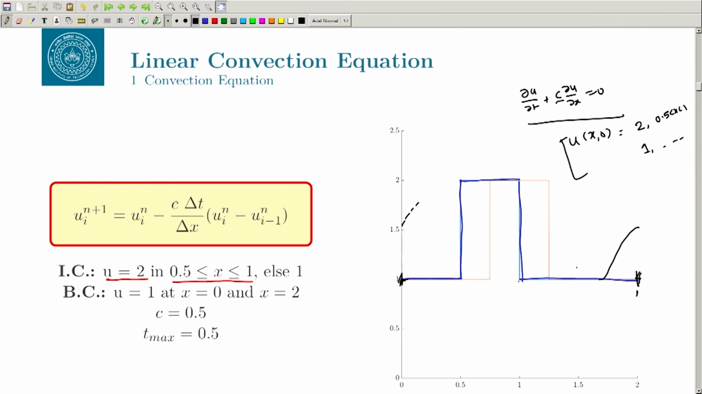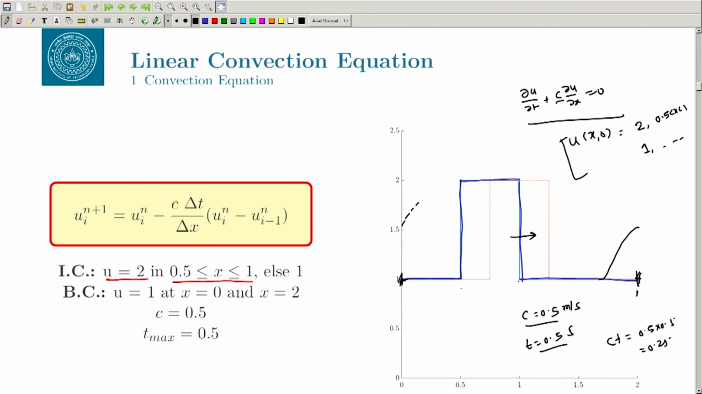Okay. So, let us say I set my convection speed as c equal to 0.5 meter per second, and we want to see what happens after 0.5 second. Our convection speed is a positive number, so this wave will travel to the right side. The distance that it will travel is c t, which is 0.5 into 0.5, that is basically 0.25.